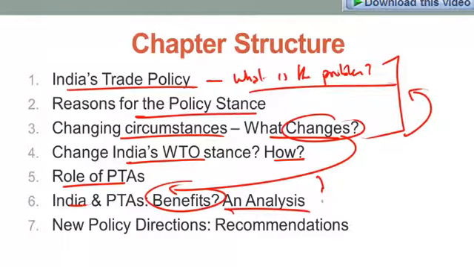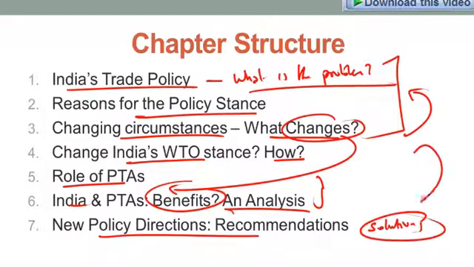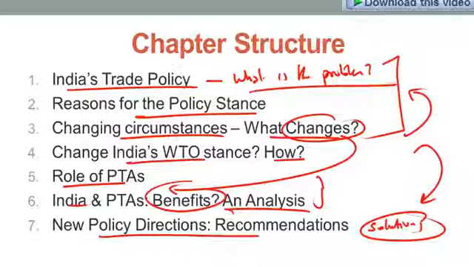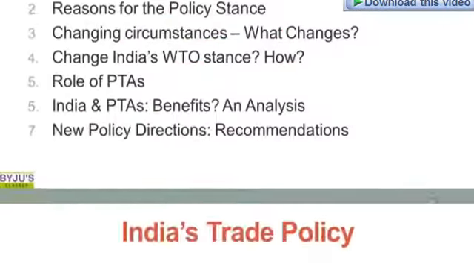Now this part is very technical in nature, not very required for us, so only the relevant parts of it will be discussed in the class. Then we'll discuss the recommendations or the solutions. So problem has been defined, etc. Now it's time to discuss the solutions. So it's the new policy directions. How should India move forward? So that's the overall chapter structure. Now we'll go into the details of each of these things.